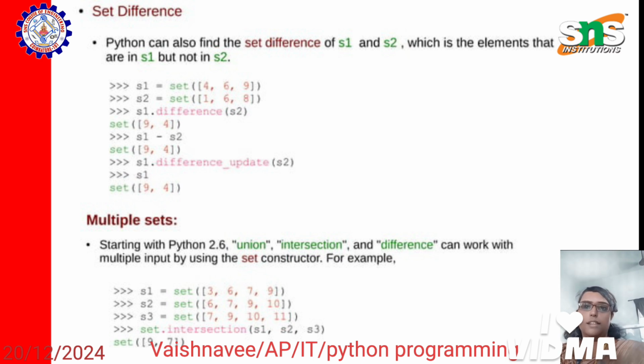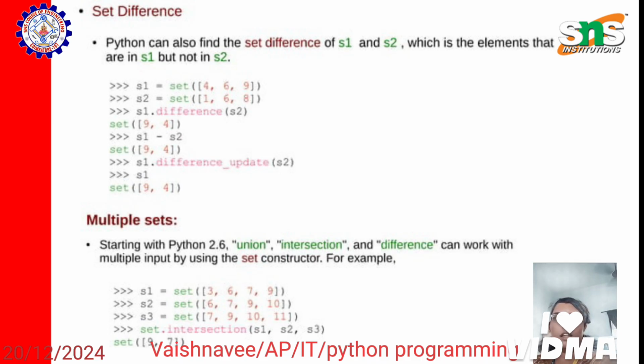Multiple sets: starting with Python 2.6, union, intersection and difference can work with multiple inputs by using the set constructor. S1 is set 3, 6, 7, 9, S2 is set 6, 7, 9, 10, and S3 is set 7, 9, 10, 11. When we do the intersection of S1, S2, S3: 3 is not in S2 and S3. 6 is in S2 but not in S3. 7 and 9 are in S1, S2 and S3. We don't check 10 and 11 because they are not in S1. So it will give the intersection 9, 7.